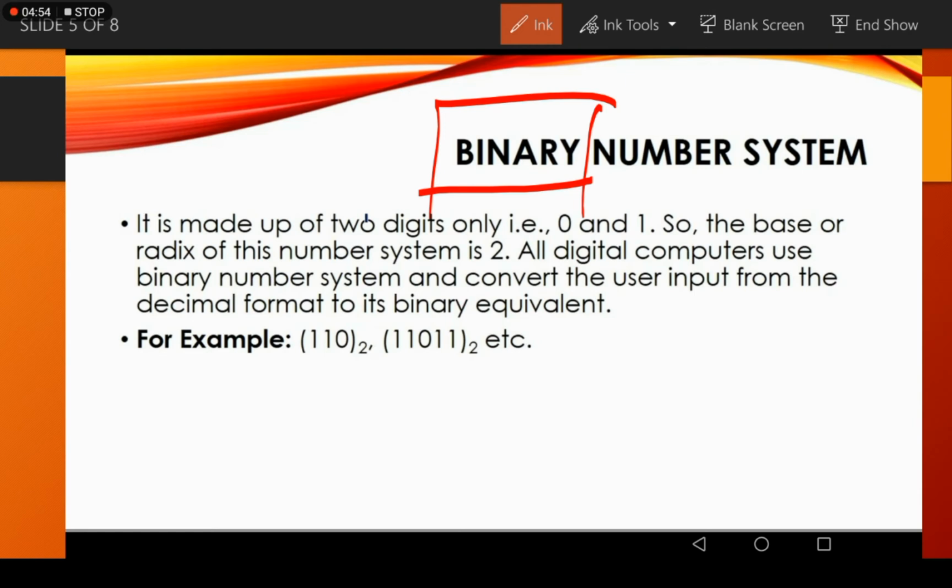So as you can see, in binary number system, base is 2, and there is an important point: base and radix both are the same thing. So we can say this is the base, or we also can say this is the radix of this number. I hope it's clear.